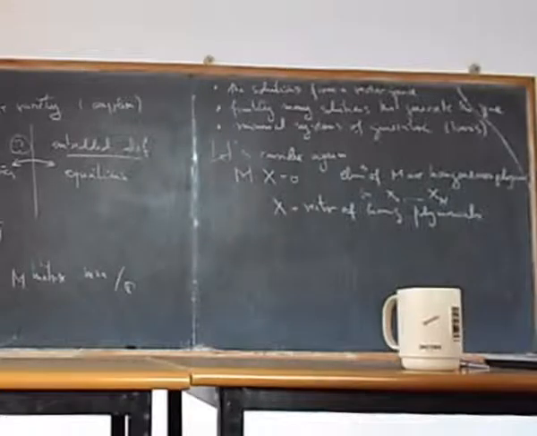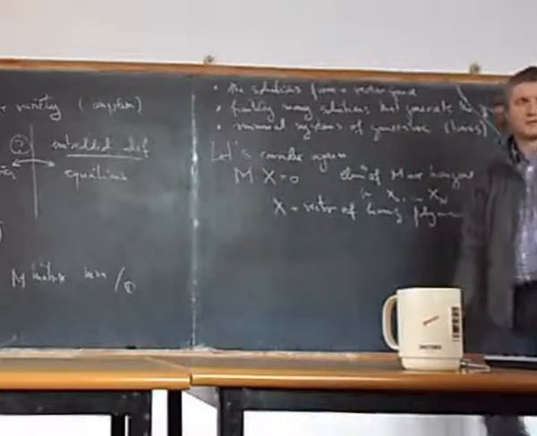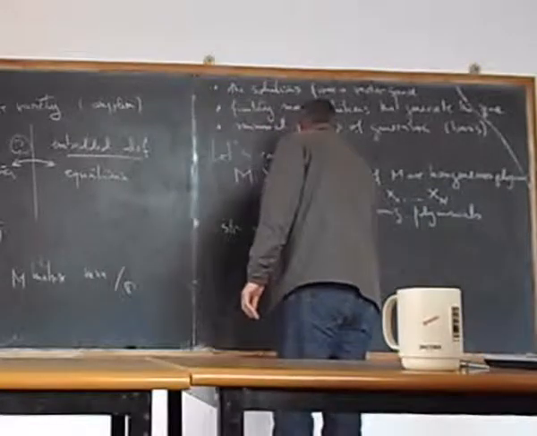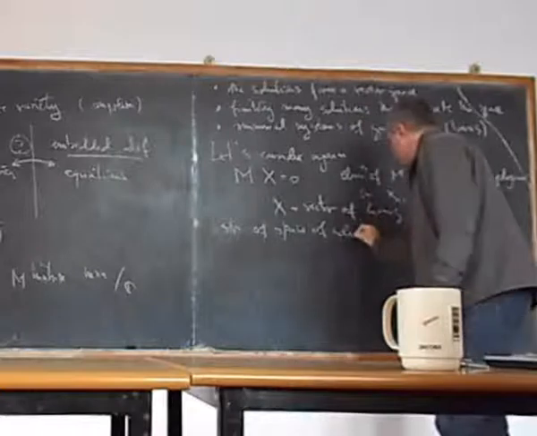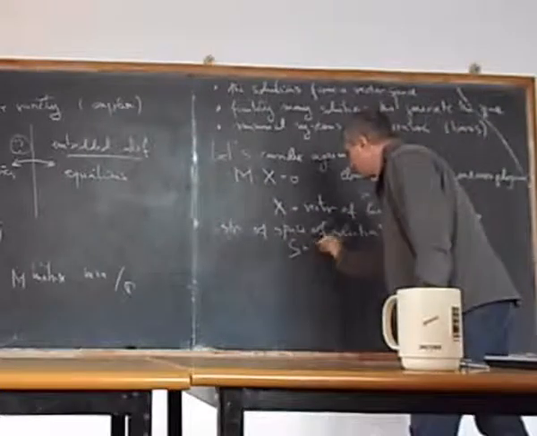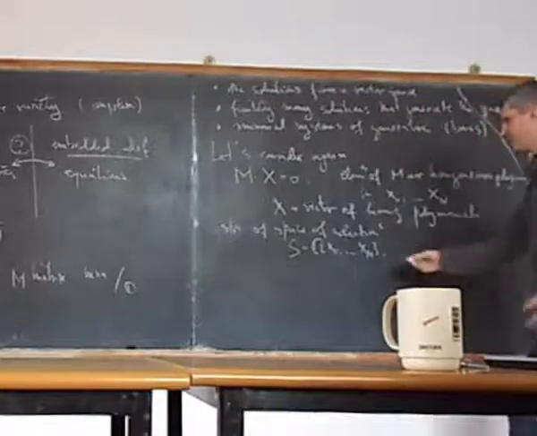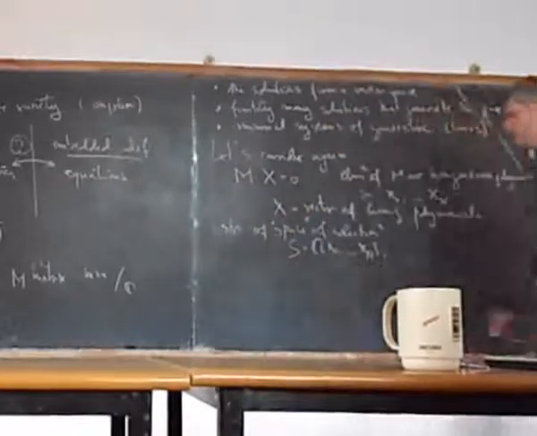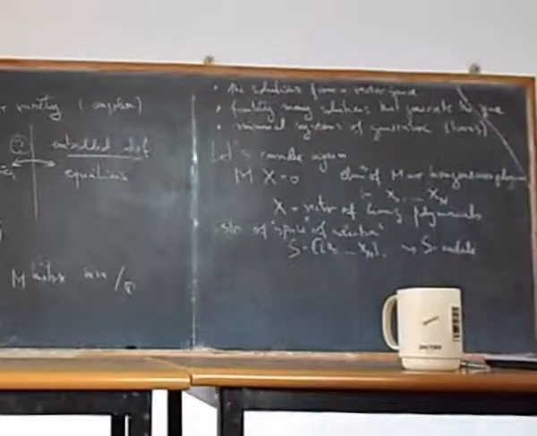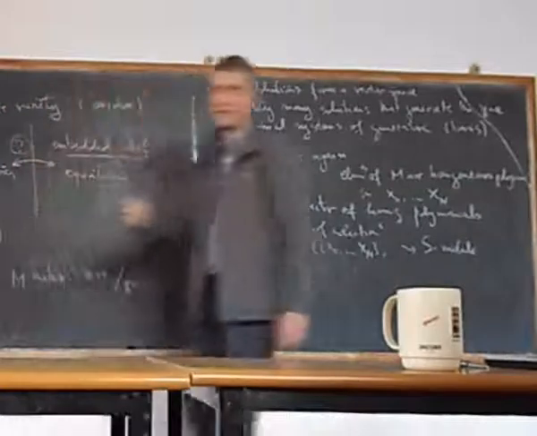Okay. Now let's ask the same questions. What is the structure of the space of solutions? Well, the answer is the following. If we consider S to be the ring of polynomials, then this space, the so-called space of solutions, is an S-module. That's how the notion of a module arises, by solving linear equations with variable coefficients.